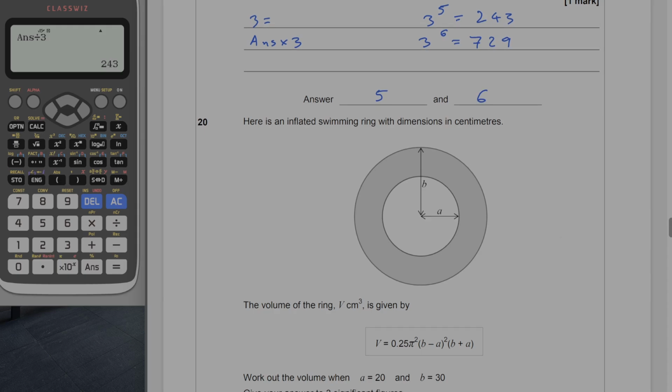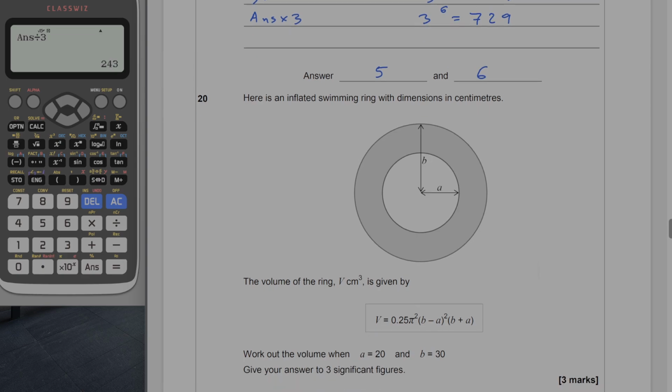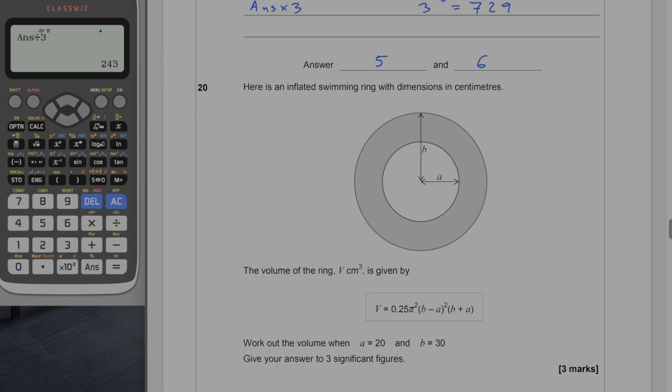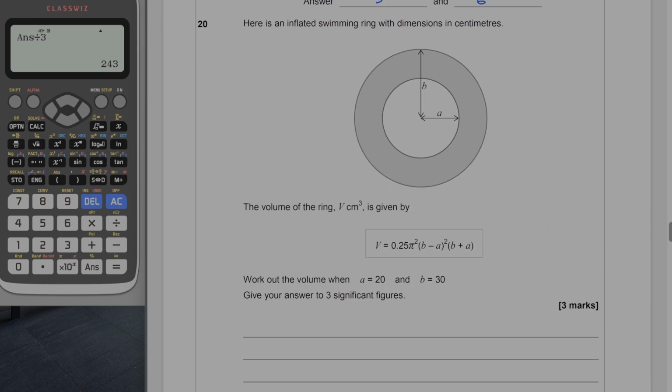Okay, question 20 then. Here is an inflatable swimming pool with dimensions in centimeters. So we've got A, we've got B. The volume of the ring V cubed is given by V is equal to 0.25 pi times by B minus A all squared times by B plus A. Work out the volume when A is equal to 20 and B is equal to 30, giving your answer to three significant figures.